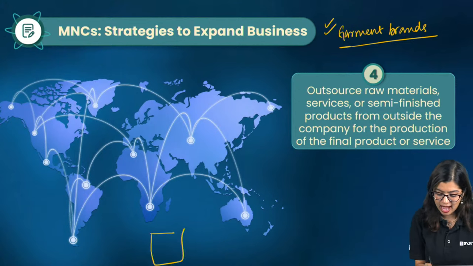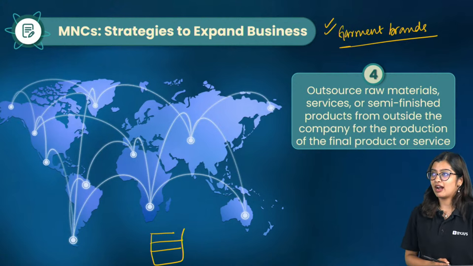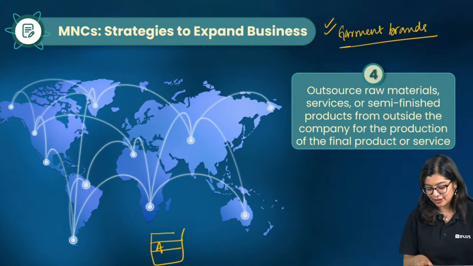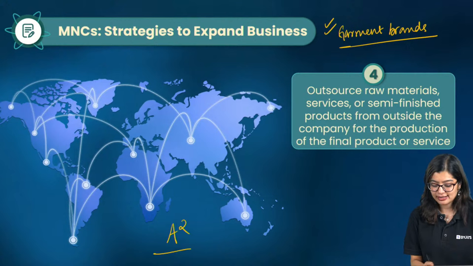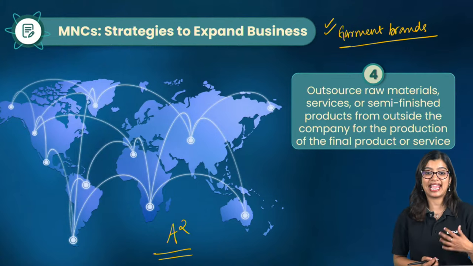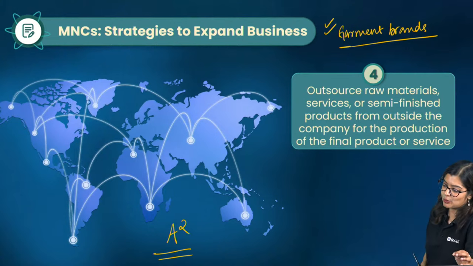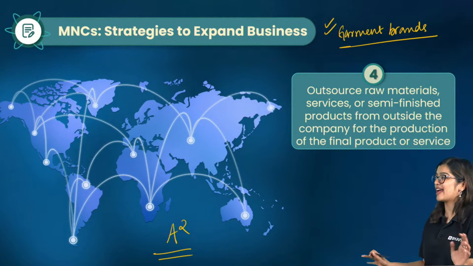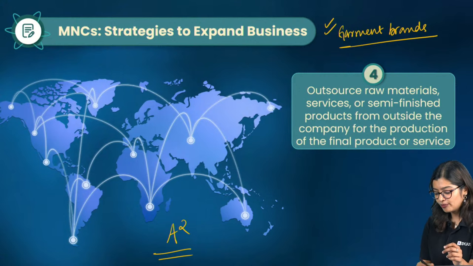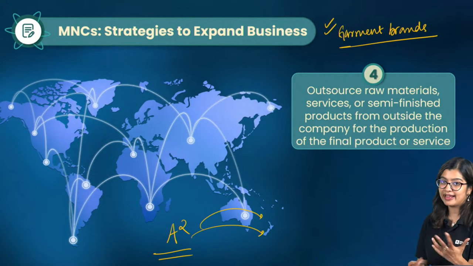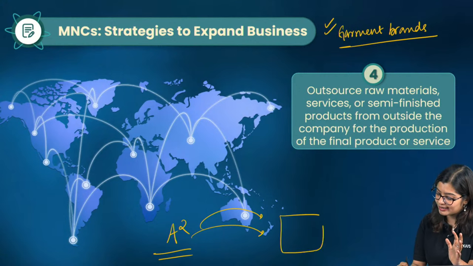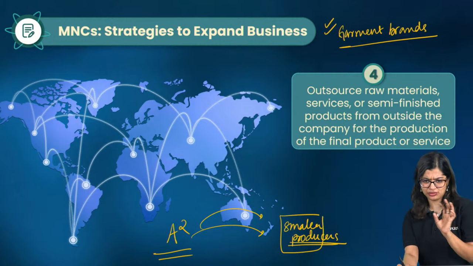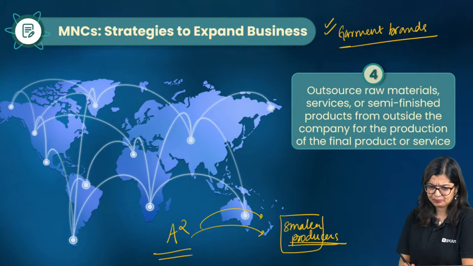Let's say I am a garment brand, let's call it A Square. I am from a country which does not have any cotton or silk. So I will outsource where I get my garments from. In smaller countries, there are small scale producers, the chotu manufacturing countries.